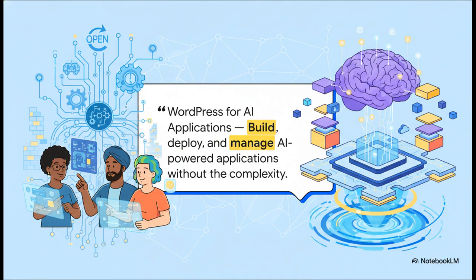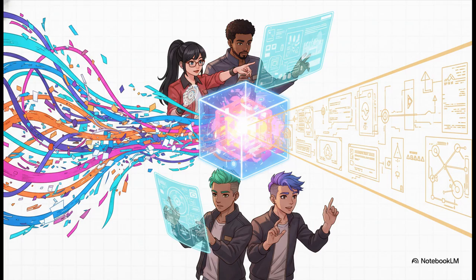The goal is to do for AI what WordPress did for websites. Provide this super powerful, open-source foundation that just handles all the messy, complex stuff for you. So you can focus on building your thing, not on all the plumbing. It's a pretty compelling idea. So how does it actually do that?